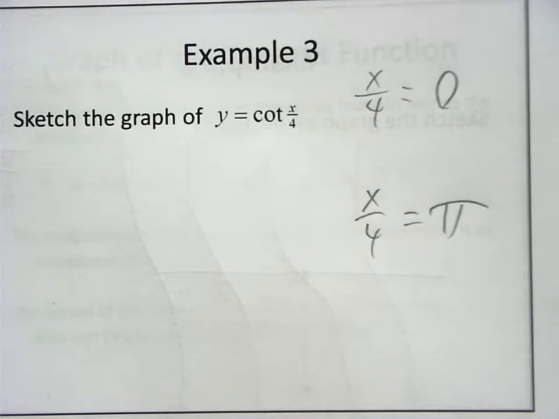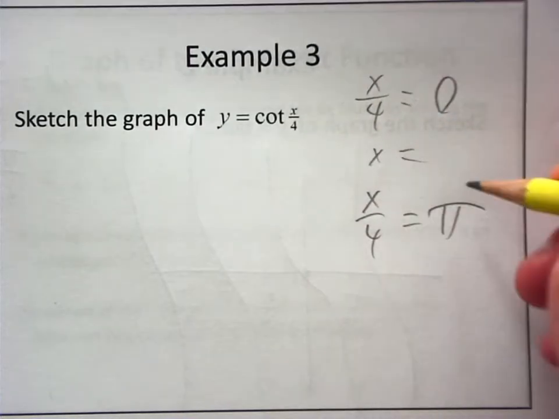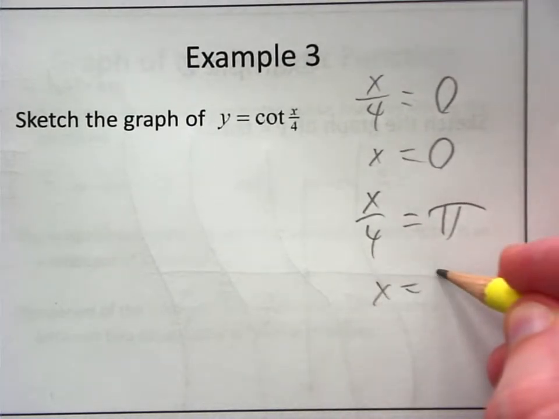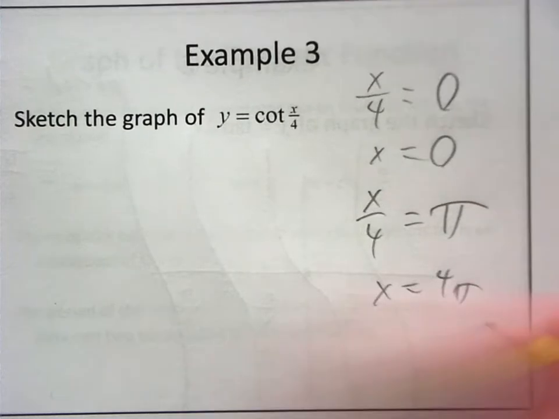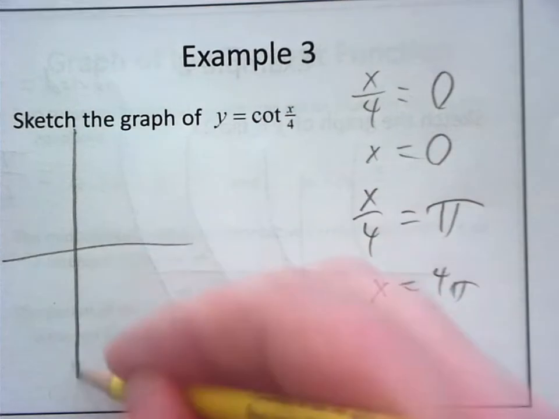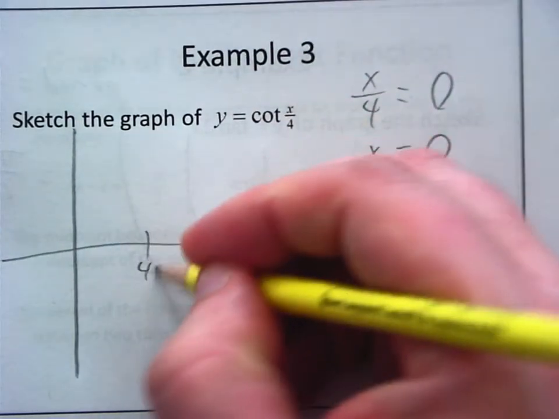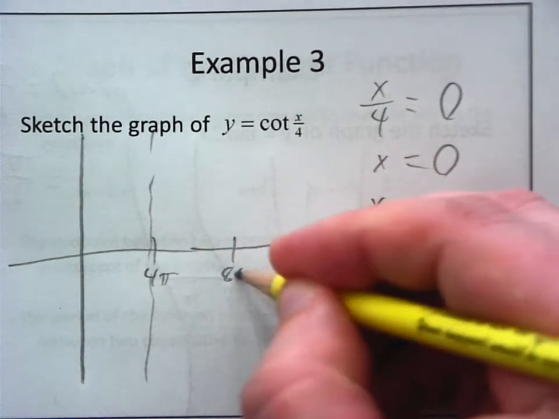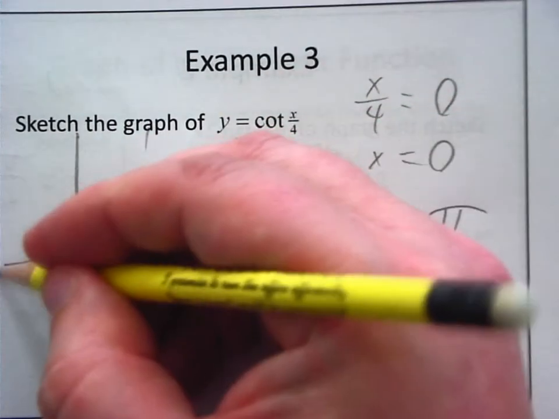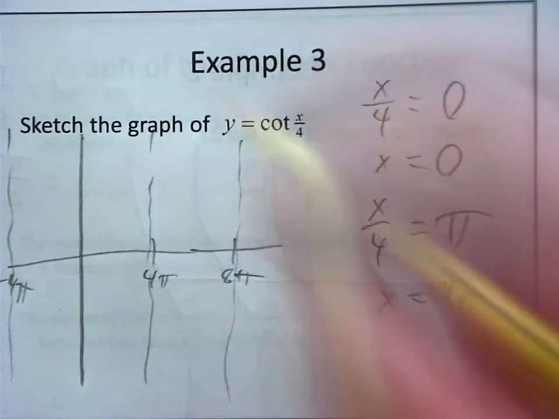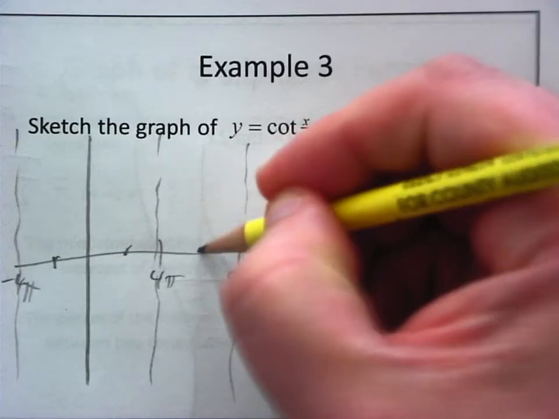So for this then, x is going to be what for that top one? 0. And for this one? 4 pi. So this one actually is on the y-axis. You have an asymptote. So that's one of your asymptotes. The next one's going to be out here at 4 pi. And then at 8 pi, so on and so forth. And then this also, it's going to hit halfway between each of them, but it's going to start high and end low.